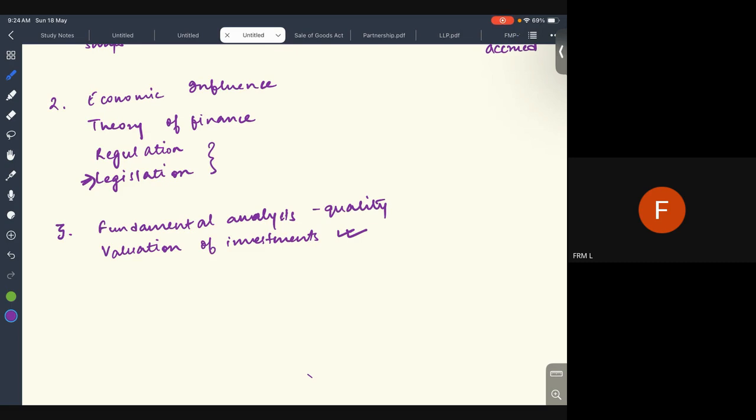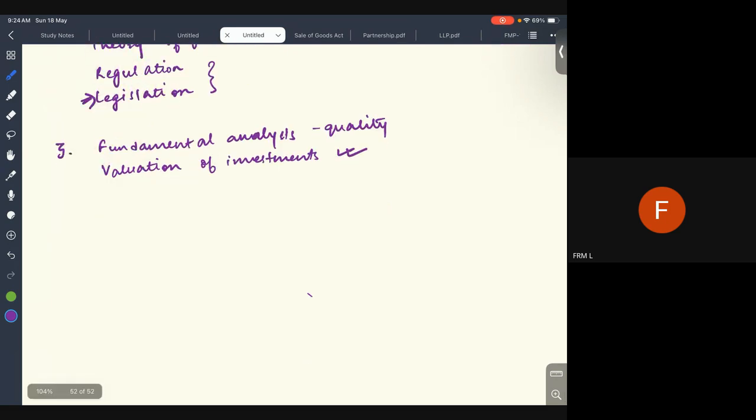How are we going to see it? This is what we want to see. How will we see it? We will look at the debt equity ratio. We will look at the interest coverage ratio and other such metrics. So in fundamental analysis, we'll be focusing on that. And then of course, we'll also have valuation of investments.